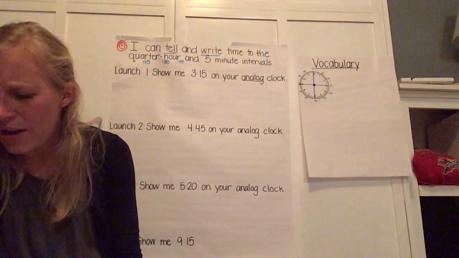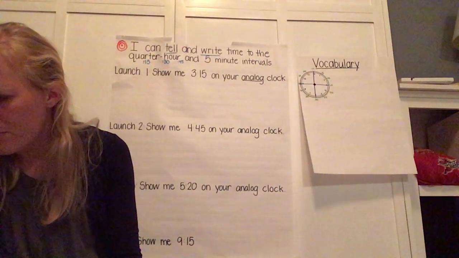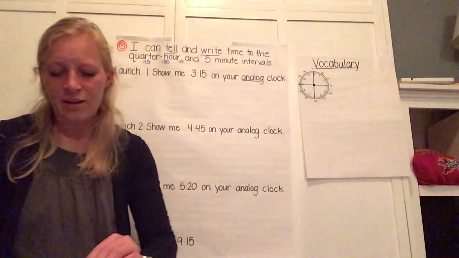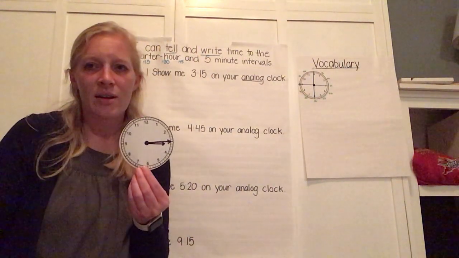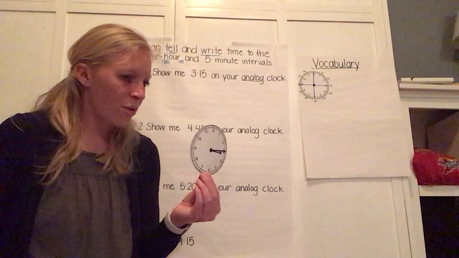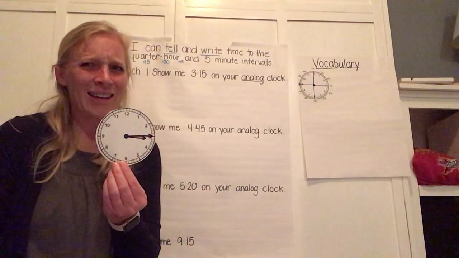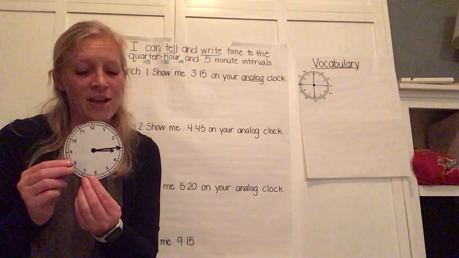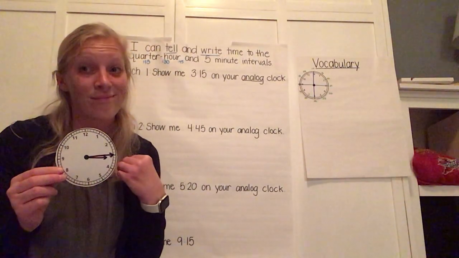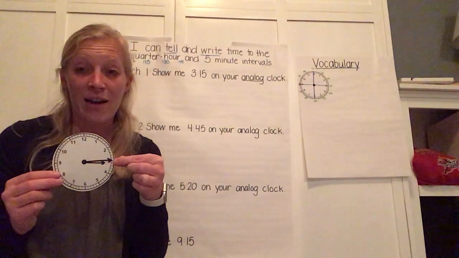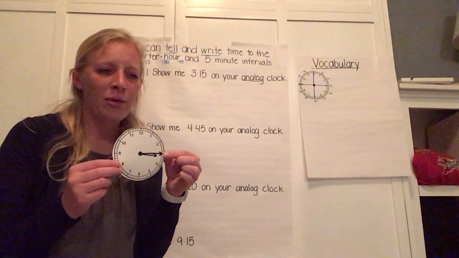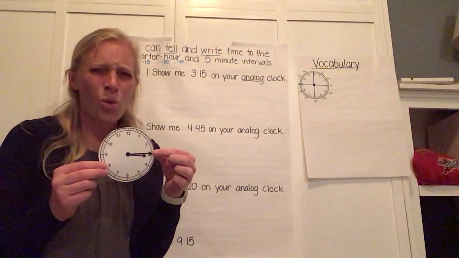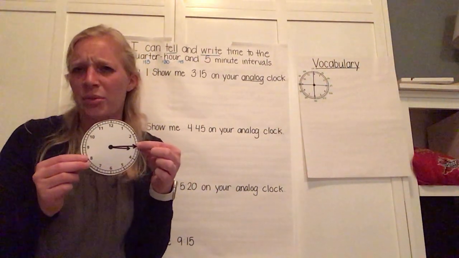How do you know it's going to be on the 3? 5, 10, 15. Let's take a peek. Does this look like yours? How does this show 3:15? Those tiny hands are pretty close to each other, aren't they? Our minute hand is on the 5, on the 3. And why did you put on the 3? 5, 10, 15. Where's the hour hand on this 3:15?